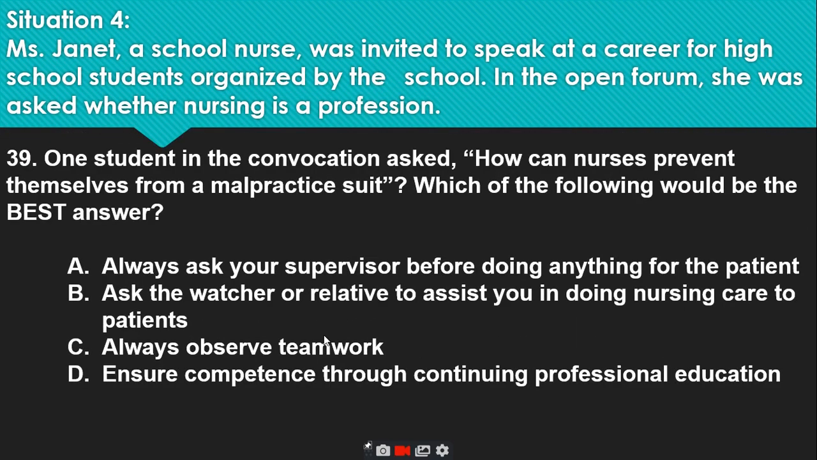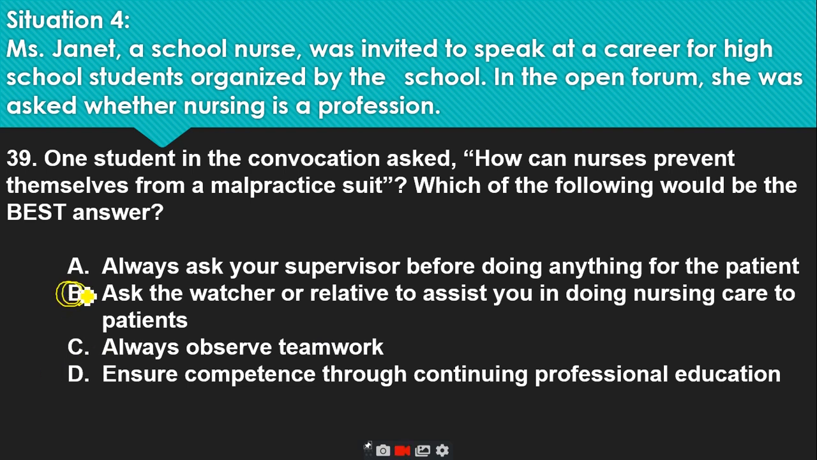One student in the convocation asked, how can nurses prevent themselves from a malpractice suit? Which of the following would be the best answer? A. Always ask your supervisors before doing anything for the patient. B. Ask the watcher or relative to assist you in doing nursing care to a patient. Letter C. Always observe teamwork. Or letter D. Ensure competence through continuing professional education. So this is part of the first reading.